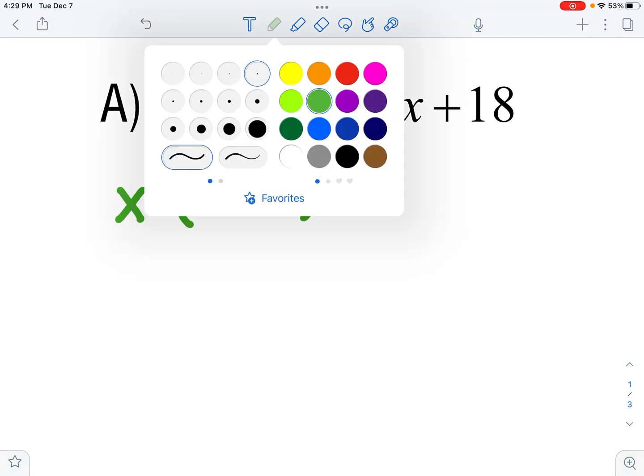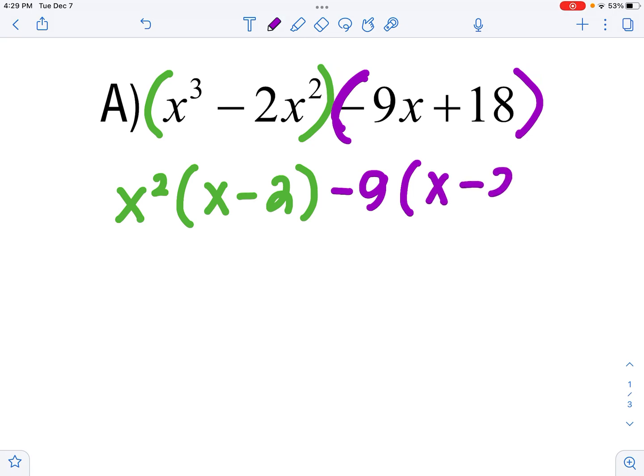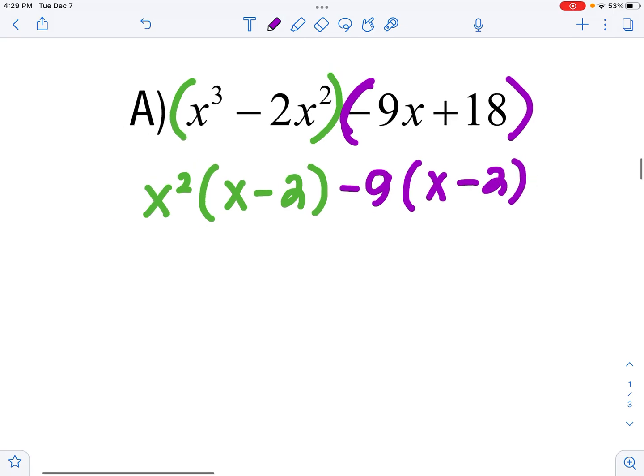Now you're going to do the same thing to the second 2 terms. So I'm going to change colors just so you can see what I'm factoring here, or at least I'm going to attempt to change colors. All right, so now what you have to see is what's the GCF of these 2. These 2 have a negative 9 in common. Now when you factor out, you better get x minus 2. Factor out the negative 9, you get x. Factor out the 18, you get negative 2.